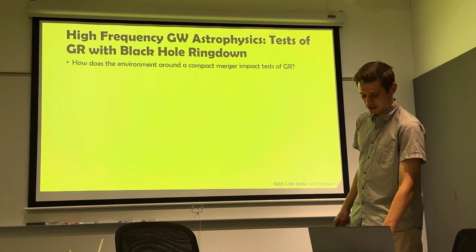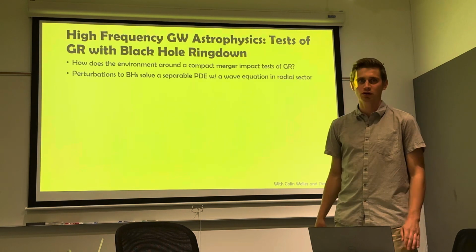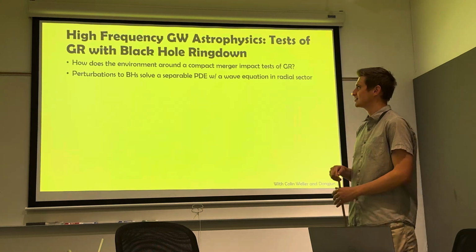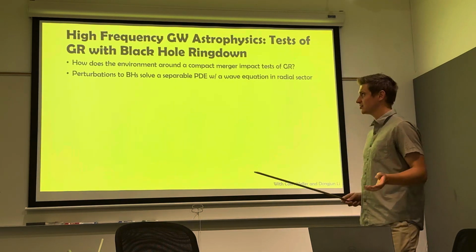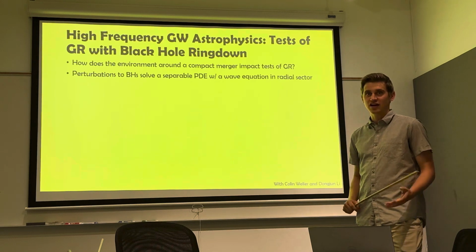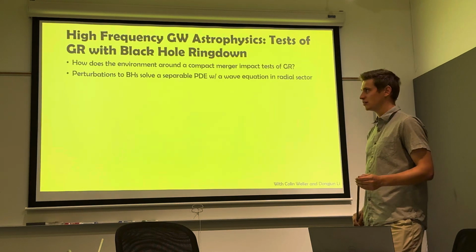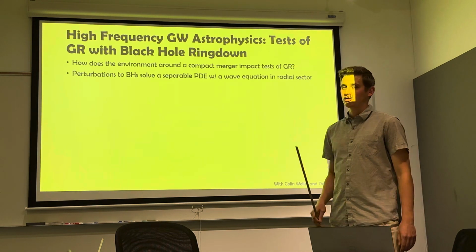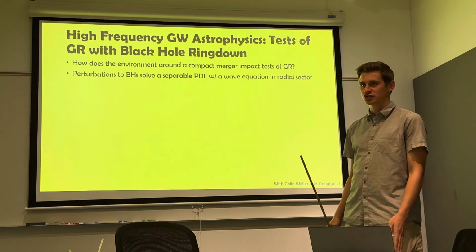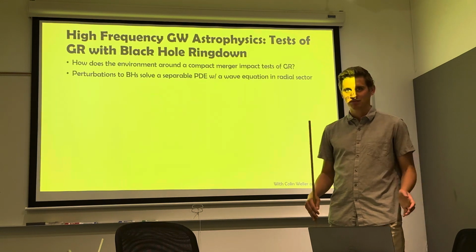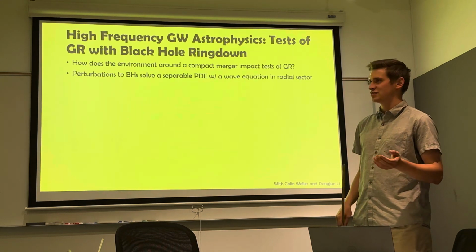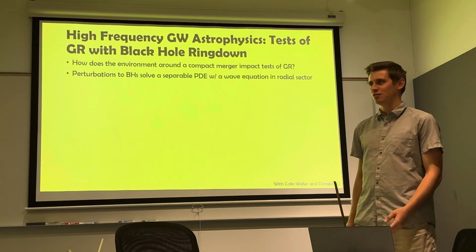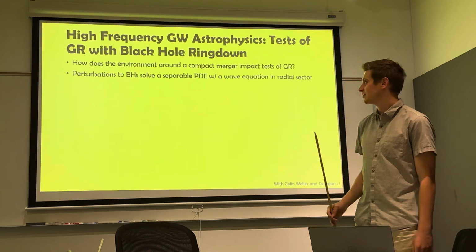All right, so now I have to tell you about black hole perturbation theory in two bullet points, which is quite a task. The first is that perturbations to black hole metrics generally solve a separable partial differential equation, where in the radial sector there is a wave equation with some potential. So it's the second derivative with respect to r squared is equal to omega squared minus the potential function.